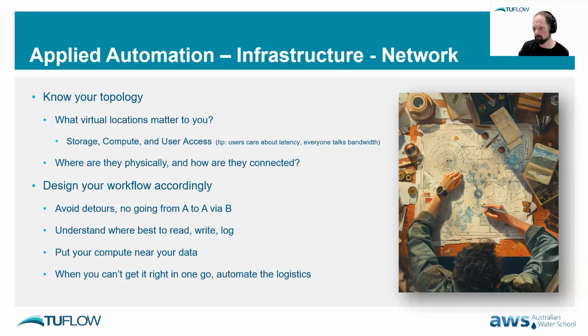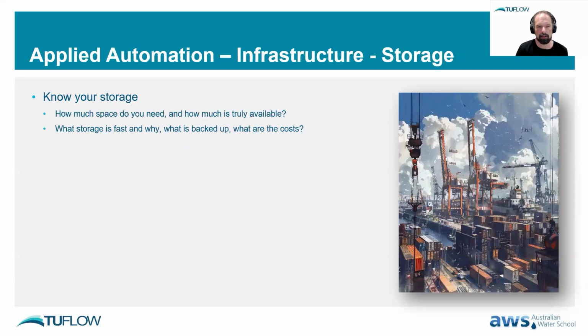Like if you can't run your model right next to the data because the data is on a remote network server, consider moving the data closer to the compute, performing the compute, and then moving the results to where they need to go. This is where automation can make a really big difference. Another infrastructure element that's important is storage.